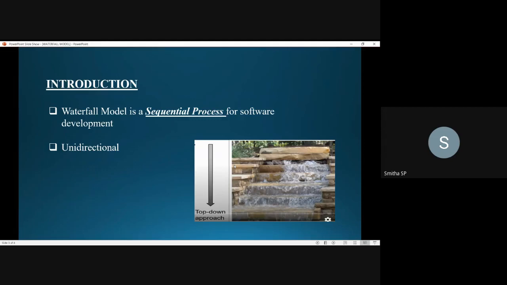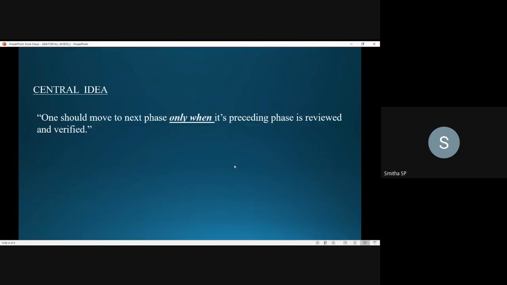It's a linear sequential process for software development. It means there will be no iteration possible during the execution of the waterfall model. This approach is one directional, that is towards downwards, like a waterfall. Next, the central idea behind this waterfall model is that one should move to the next phase only when its preceding phase is completed. The waterfall model is one of the oldest approaches. This model executes step by step.